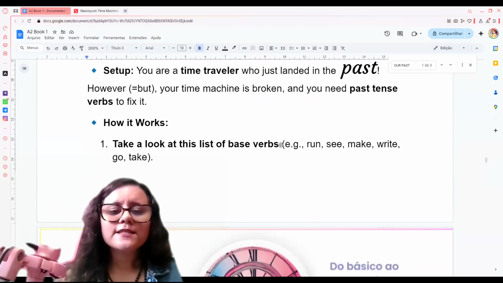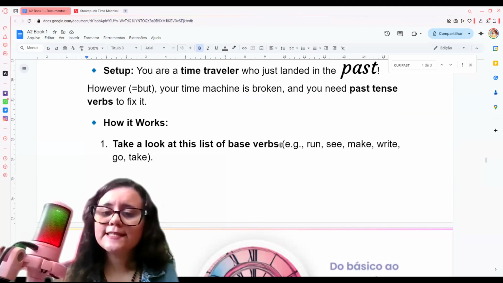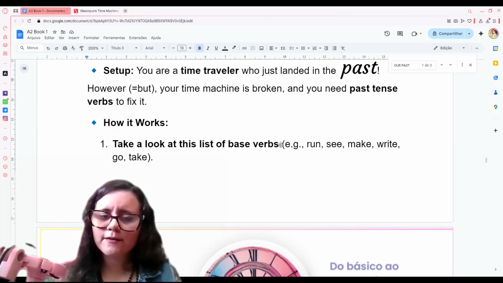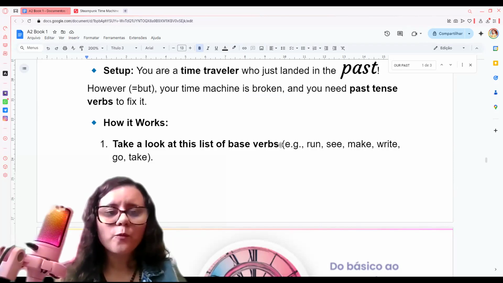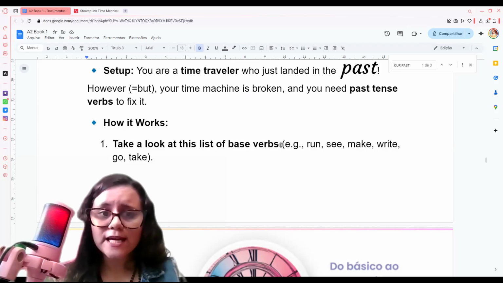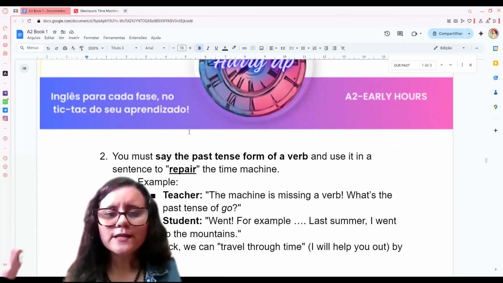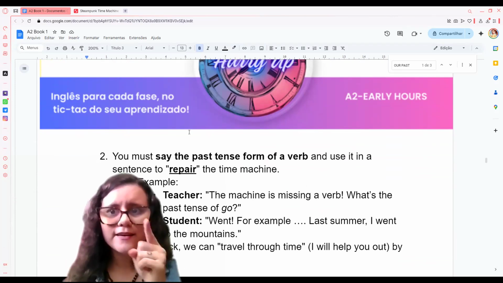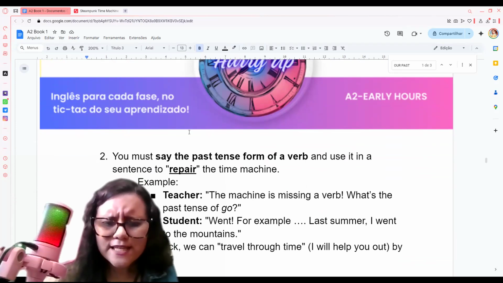First, take a list of base verbs. For example, run, see, make, write, go, take. And you can also add more examples. For example, work, play, study, do. You must say the past tense form of a verb and use it in a sentence to repair your time machine. For example, the machine is missing a verb.